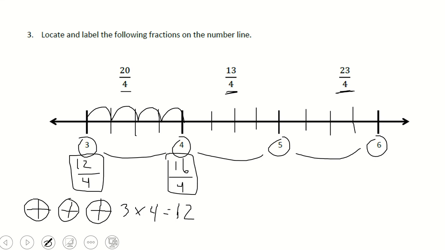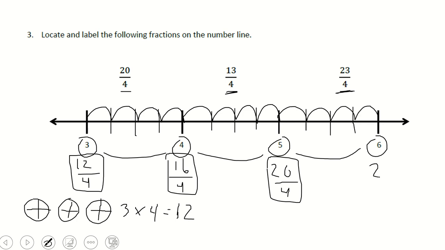Now I'm going to count up to 5. So that was 16 fourths. This would be 17, 18, 19, 20 fourths. Then to 6, 21, 22, 23, 24 fourths.